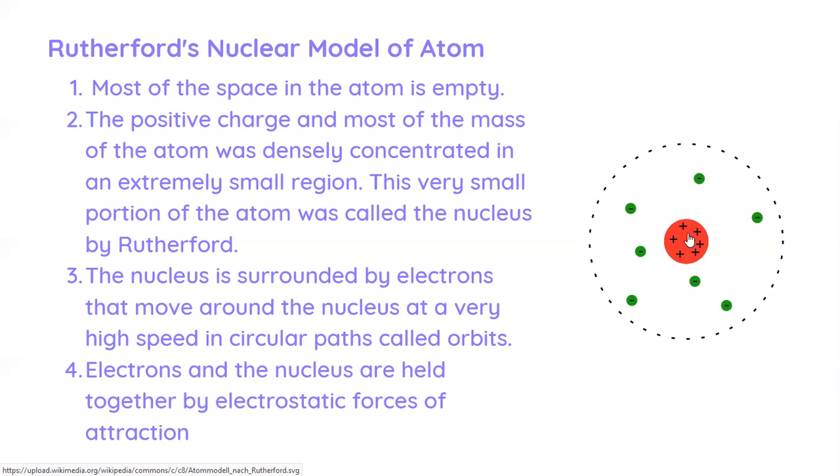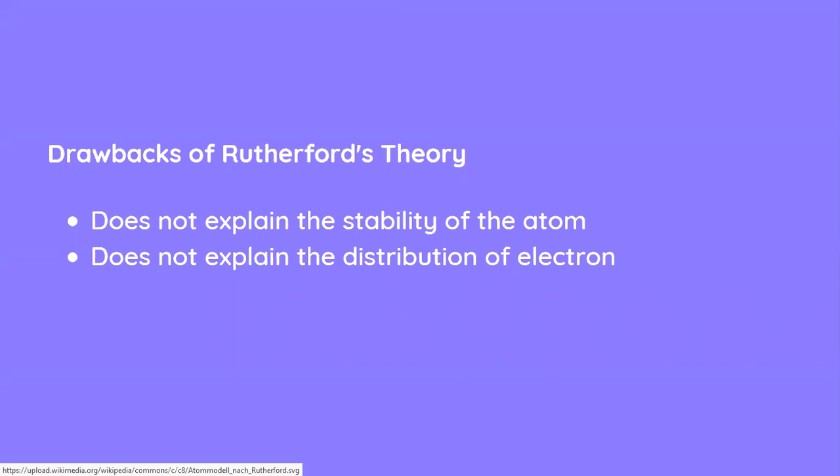But that is not something that we observe, right? Atoms are supposed to be stable. If this was the case, then none of us would exist in the first place. So this was one of the main issues: Rutherford's theory did not explain the stability of the atom. The second was that it was not able to explain the distribution of the electrons.